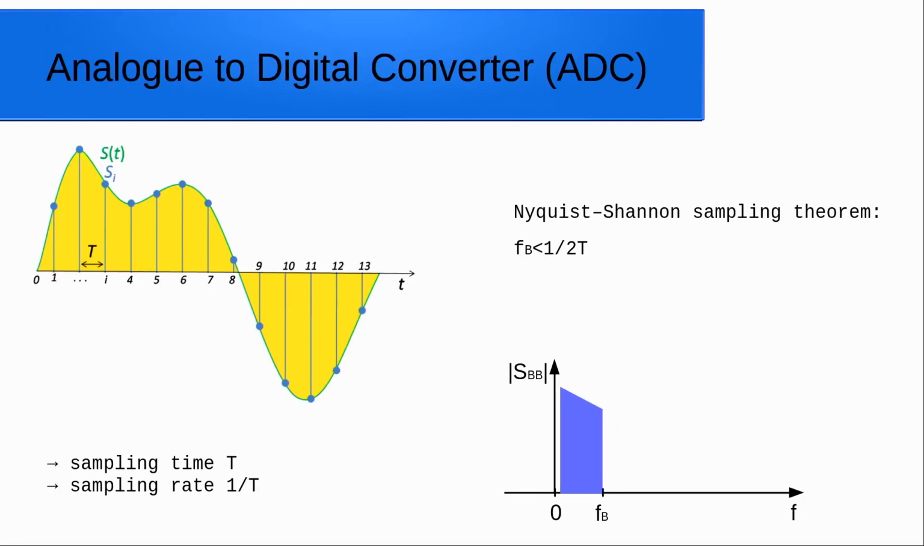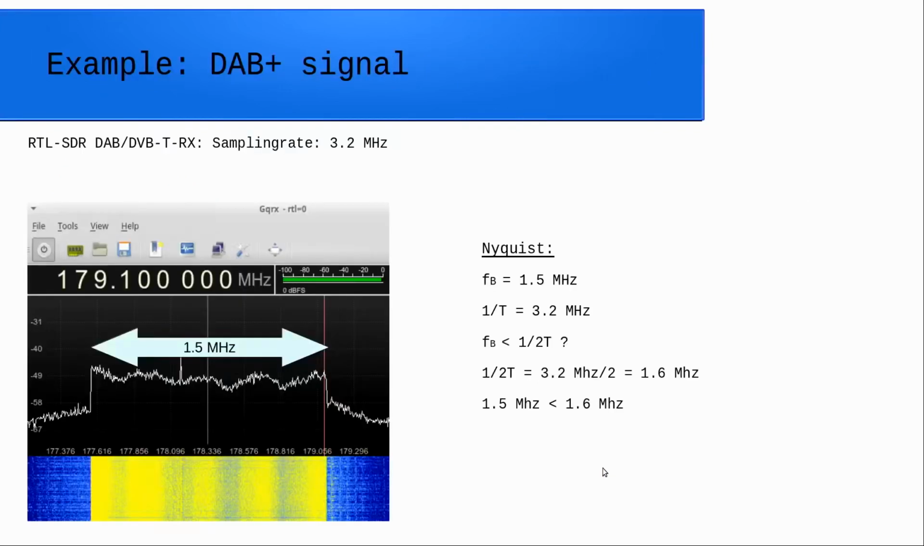And to comply with this Nyquist-Shannon theorem, the bandwidth of the signal you want to digitize has to be smaller than 1 divided by 2t. Here is an example of a DAB+ signal. DAB+ is nice because it always has a bandwidth of 1.5 megahertz. It has quite sharp edges because it uses an OFDM modulation.